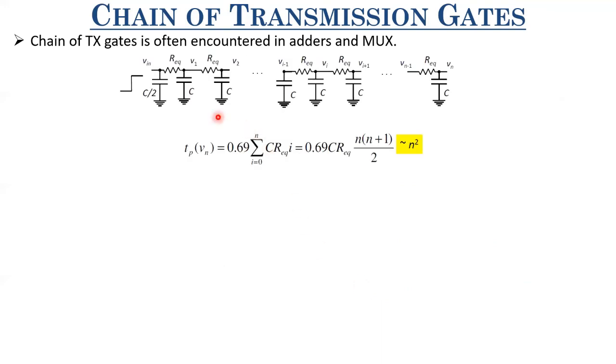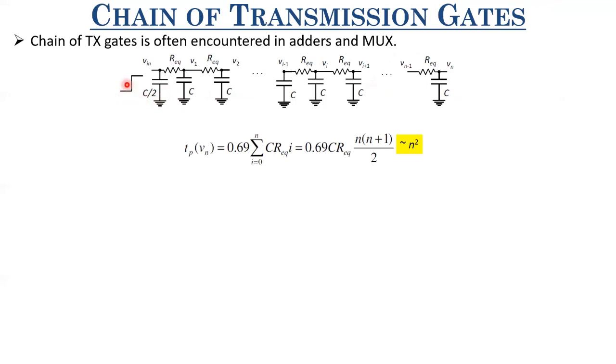So let us take the case when we have a chain of transmission gates. This is something which is always encountered when you design adders and mux based designs. Whenever you realize an XOR gate, or whenever you design adders, since an XOR gate is easy to define using this, we always use transmission gates. So let us see, we have a chain of these transmission gates. Ignore this C by 2, it should also be C.